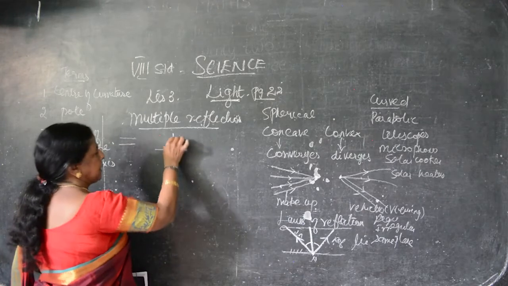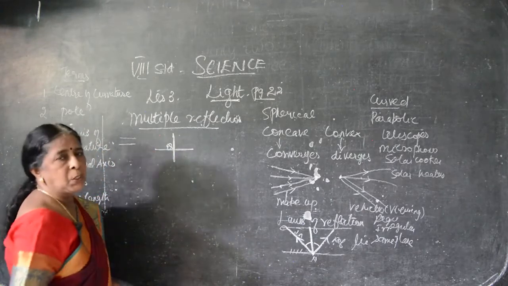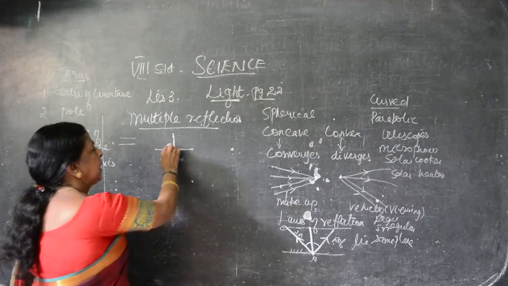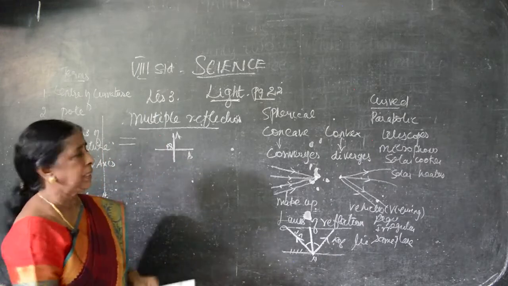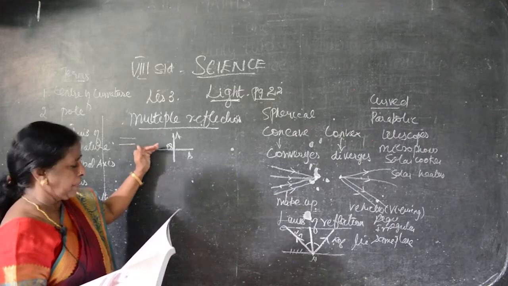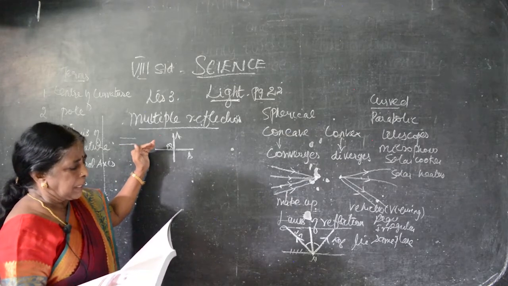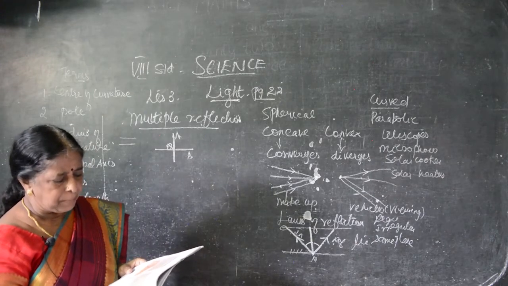Here, the object. This is one mirror, this is perpendicular, this is one mirror. You are keeping them in the perpendicular direction, keeping the object. This is mirror A, this is mirror B. Two mirrors you are taking. Place an object in between the two mirrors. You can see the images of the object. So we can see three images.